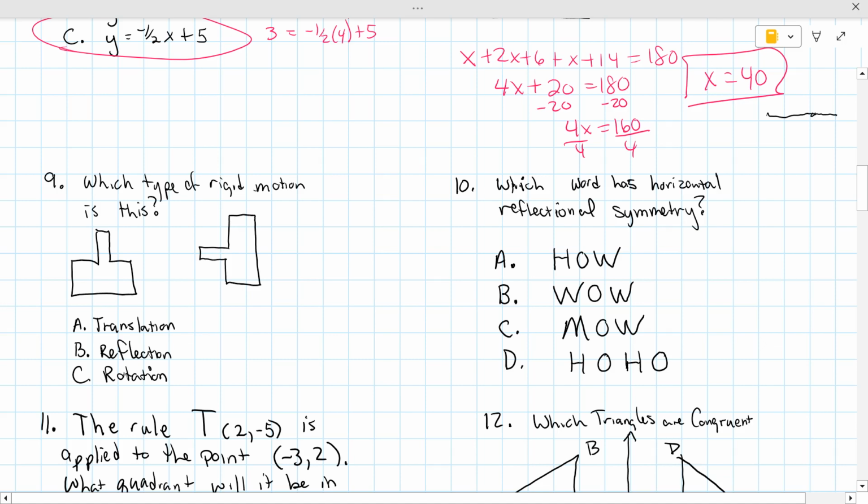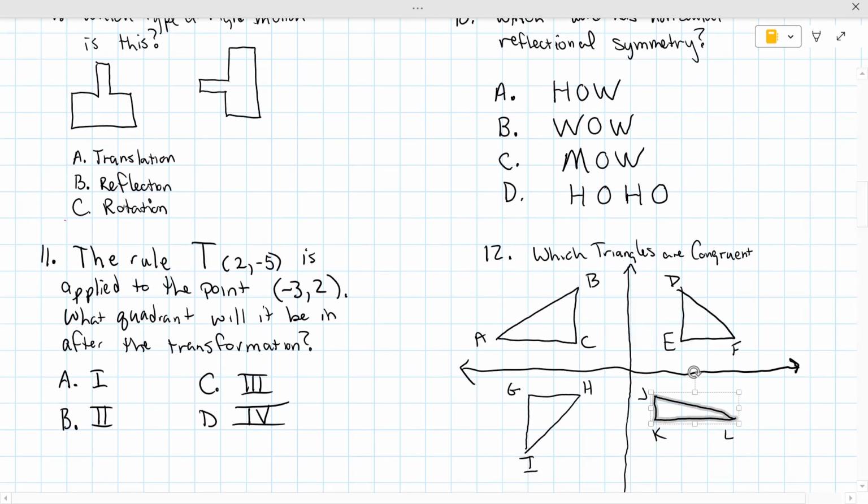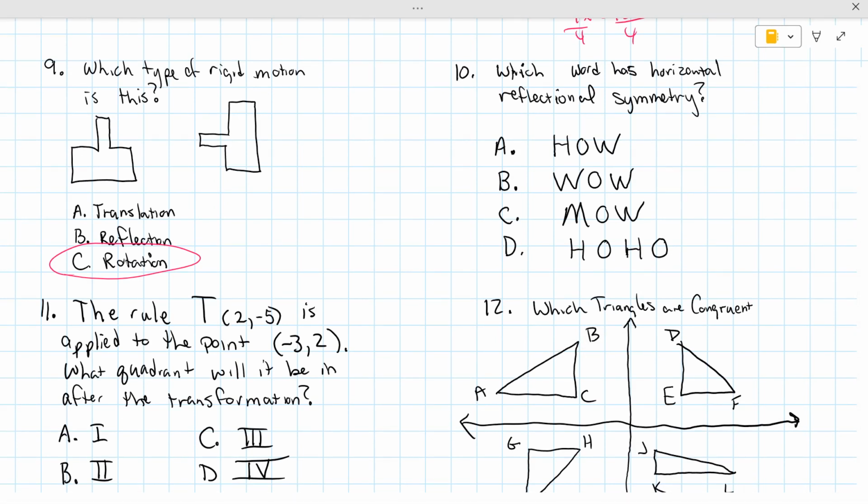What type of rigid motion is that? It is a rotation. Okay, which one has horizontal reflectional symmetry?